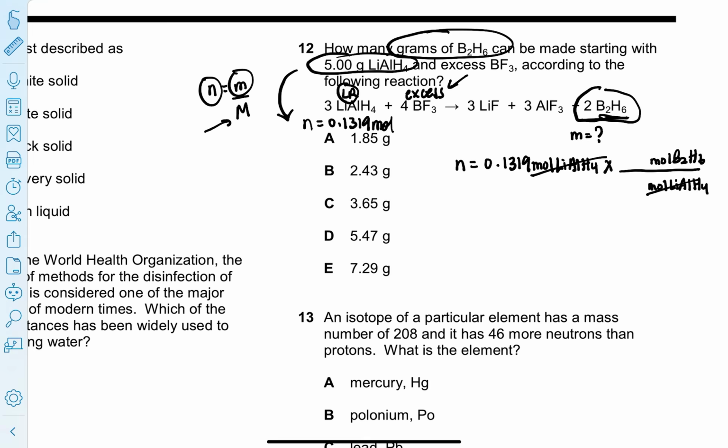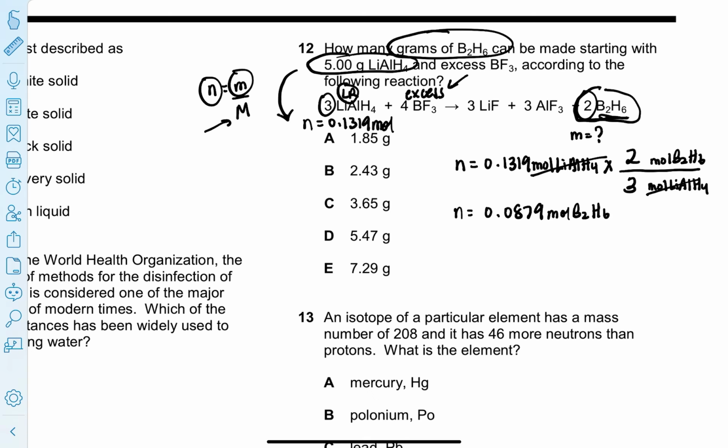So what numbers do I actually put in my ratio? Well, that comes from our balanced equation. These coefficients represent my ideal mole ratio. That means that for every 2 moles of B2H6 that are formed, 3 moles of LiAlH4 are used. So they react in a 2-to-3 ratio. And when you do this calculation, I will get moles equals 0.0879, I'll round it. That's how many moles of B2H6 I have.